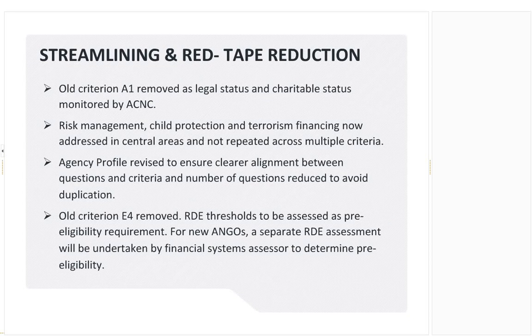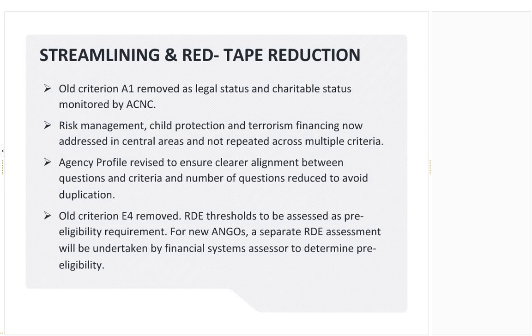And if you look at that last dot point, criterion E4 has been removed. Criterion E4 was where the RDE threshold was assessed, but this will now be assessed as a pre-eligibility requirement and linked to a broader RDE review process that is already undertaken normally through the ANCP cycle. But for new NGOs, an RDE assessment will need to be undertaken during that pre-eligibility check.